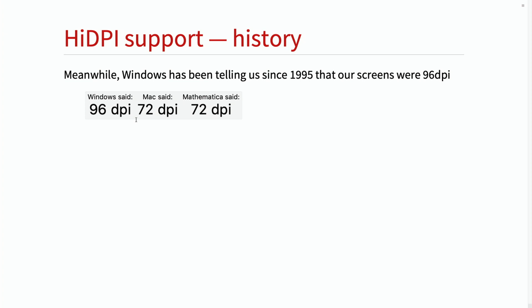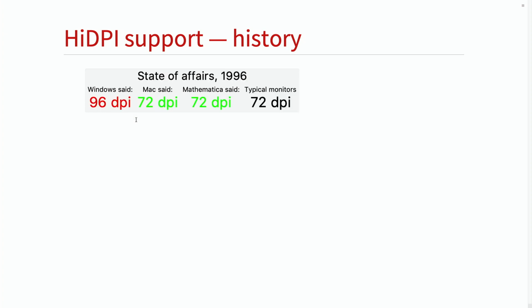Macintosh, at the time, was saying 72 dpi. And so we had to make some sort of decision. And the decision that we made was, we're just going to say 72 dpi as well. And so the state of affairs in 1996 was, if you held a ruler up to the screen, a lot of monitors, I mean, they weren't uniform, but a lot of monitors actually were 72 dpi.